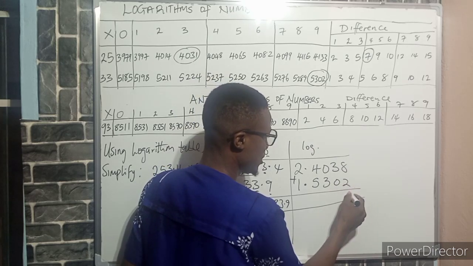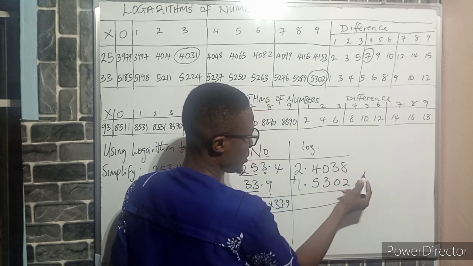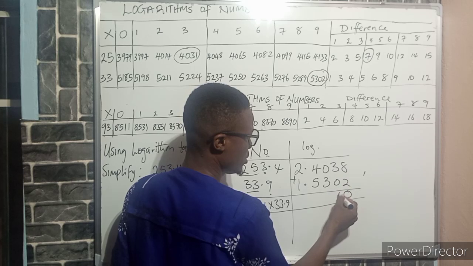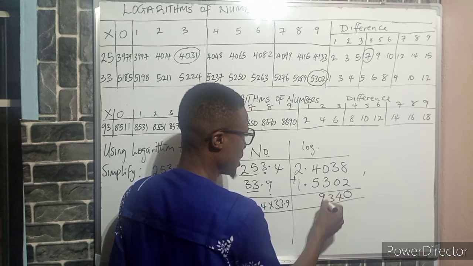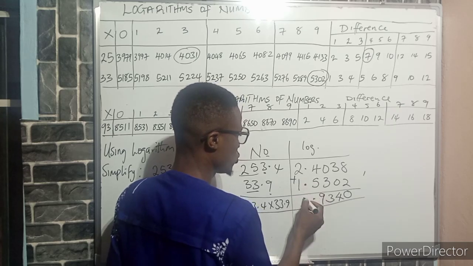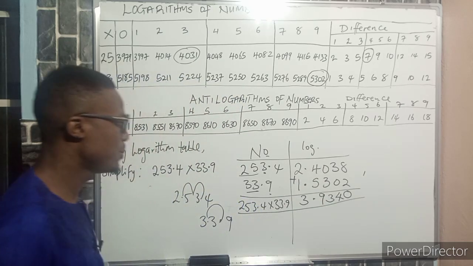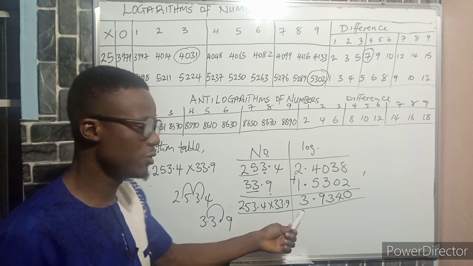Now 8 plus 2 is 10. You write 0 carry 1. That 1 plus 3 is 4. 4 plus 0 is still 4. 0 plus 3 is 3. 4 plus 5 is 9. Put your point. 2 plus 1 is 3. So we are having 3.9340 as a logarithm.